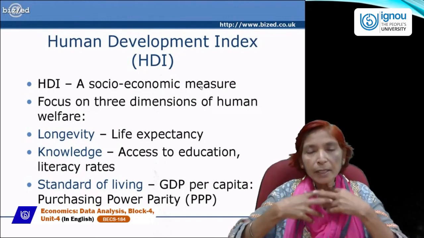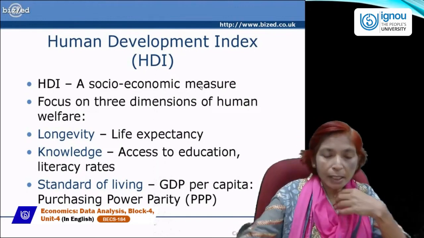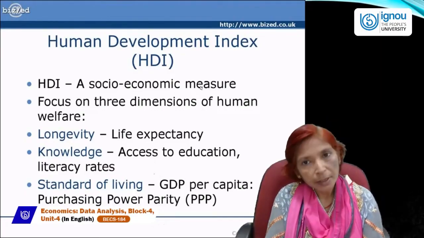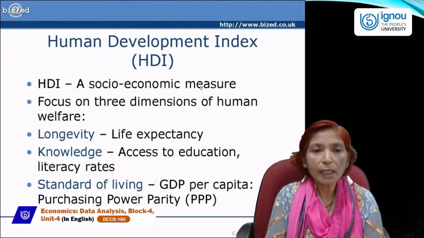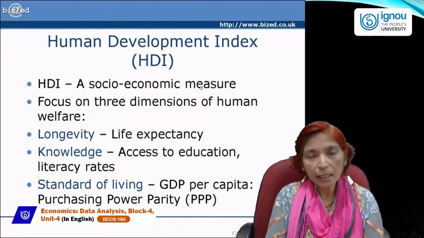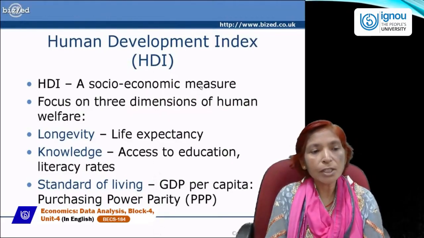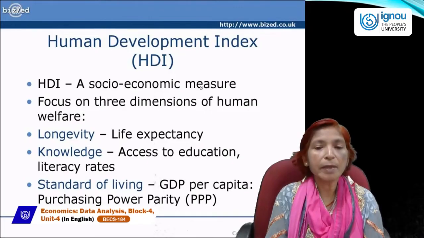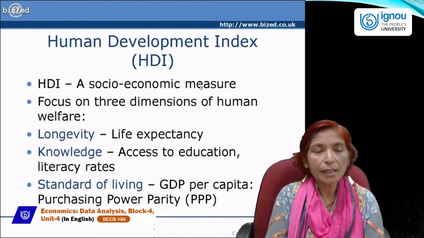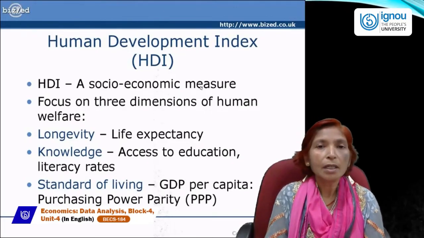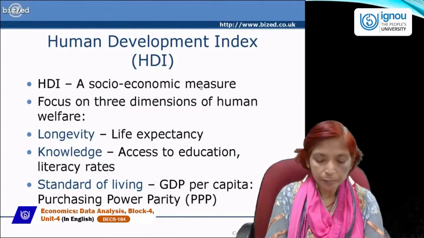So GDP per capita estimates the standard of living of the country's people. So HDI includes three indicators: longevity, knowledge, and standard of living. These are three dimensions of human welfare. That's why it is called a composite index.